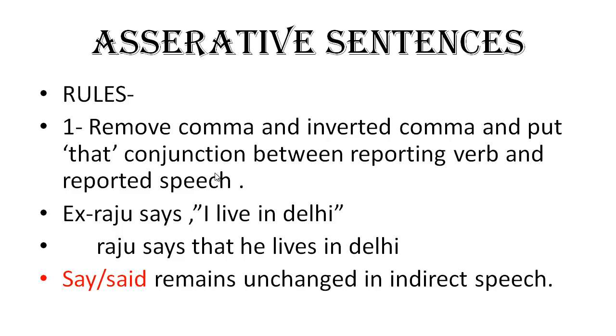Assertive sentences. Assertive sentences are simple sentences which give you positive meaning. Now rules. The rules are similar. Remove comma and inverted comma and put that conjunction in between them. As you can see in the example, Raju says, "I live in Delhi," is changed into Raju says that he lives in Delhi.